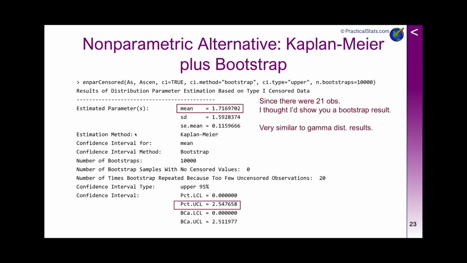There is, since this is 21 observations, a non-parametric alternative. It's called the Kaplan-Meier estimate, and you can bootstrap that. This is not assuming any distribution. It's basically using that step function. It's using the shape of the data as they are observed to give you back an estimate of the mean and an estimate of the UCL, and they're very, very similar to what the gamma results were.